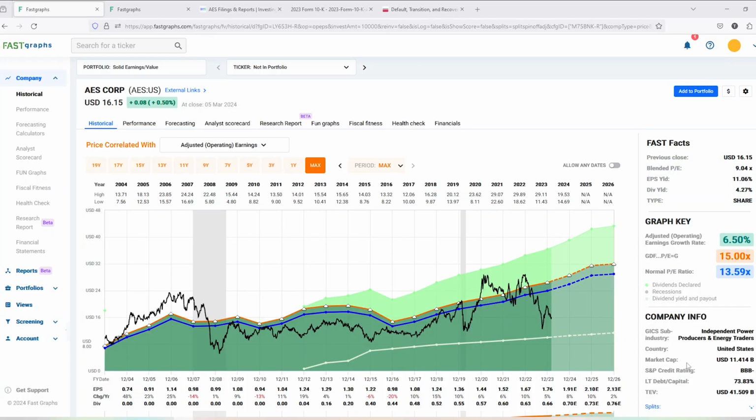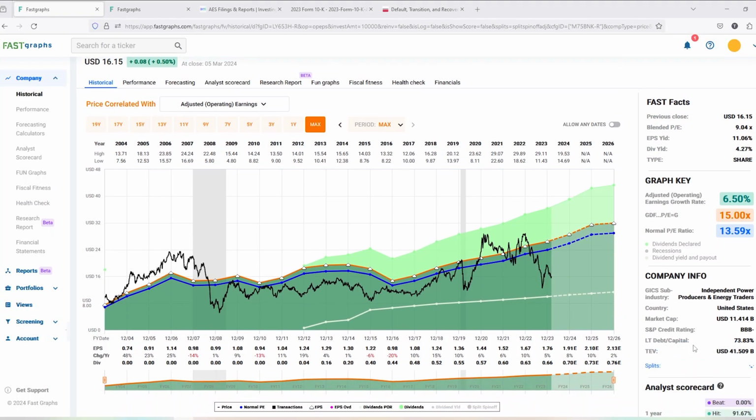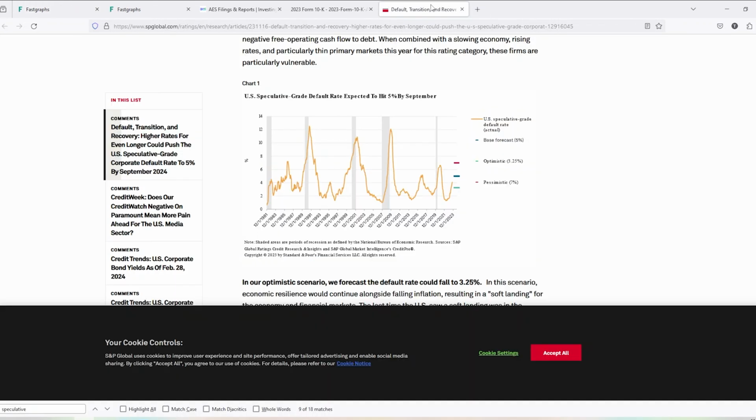A couple of quick things that I want to scan. One is the credit rating. The S&P credit rating is a BB minus. That's on the edge of investment grade. That is still, I think, by most standards within investment grade, but kind of close to speculative grade. Just to give you some idea, this is a report from late September that the S&P did.